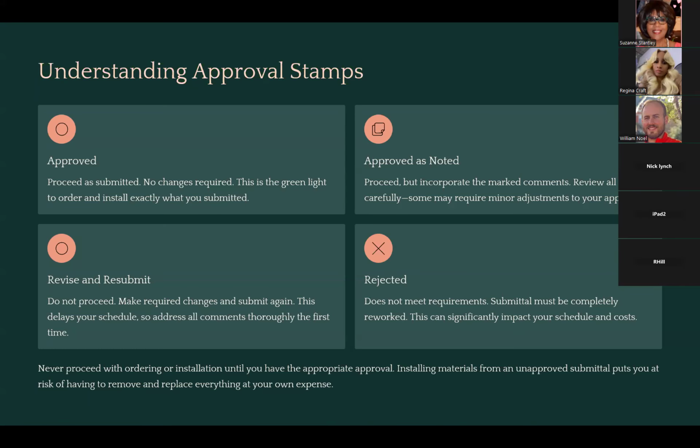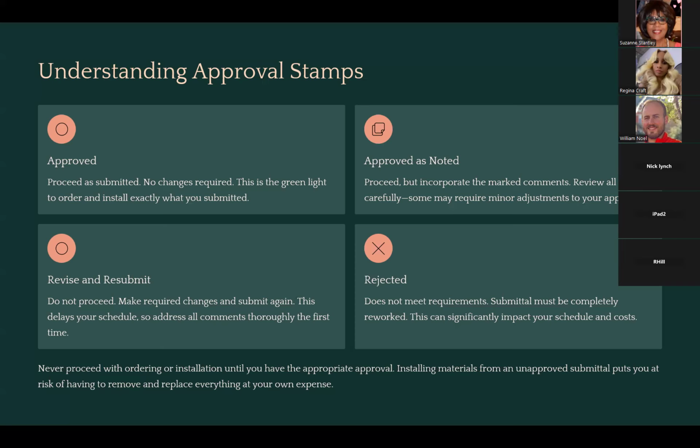The second one is approved as noted. So this one means that there is some small correction to whatever you have submitted, but it's not big enough that they want you to start the whole process over again. And so you can proceed, but you've got to see what they noted on there and make sure that you incorporate that when you release that material. So it may be, hey, you provided a chrome soap dispenser instead of a stainless steel, but they liked the product. It was the right manufacturer. You just had the wrong color noted, and so they say, "Hey, this is good. Just make sure to order the stainless steel instead of the chrome."